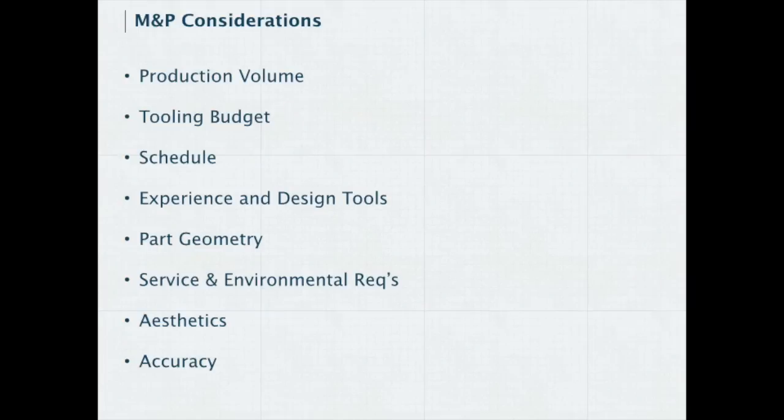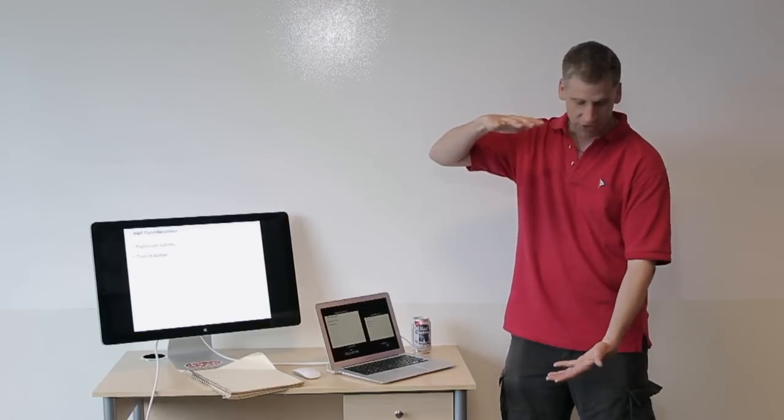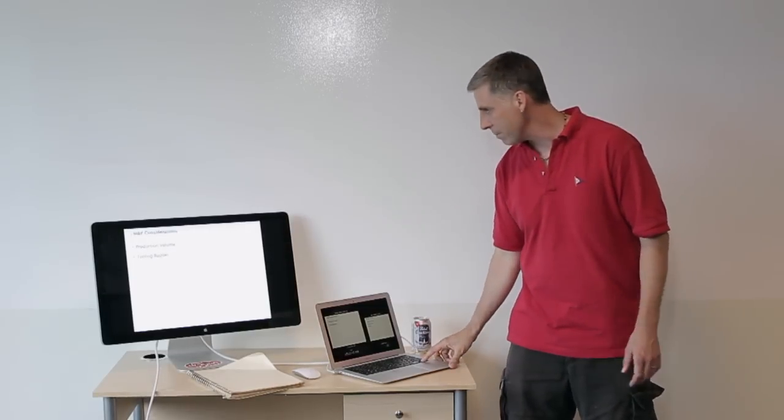So, material and process considerations. One, what's your production volume? Are you building onesies, twosies? Are you building 100? Are you building 500,000? If you're thinking about injection molding, you'd never do it for 1 or 2, but if you're building 500,000, it's probably a pretty good thing to consider. How much money do you have? If you've got a lot of money, building high volume tooling is good. The injection mold tools are these giant pieces of steel. If you have less money, you may consider other options.